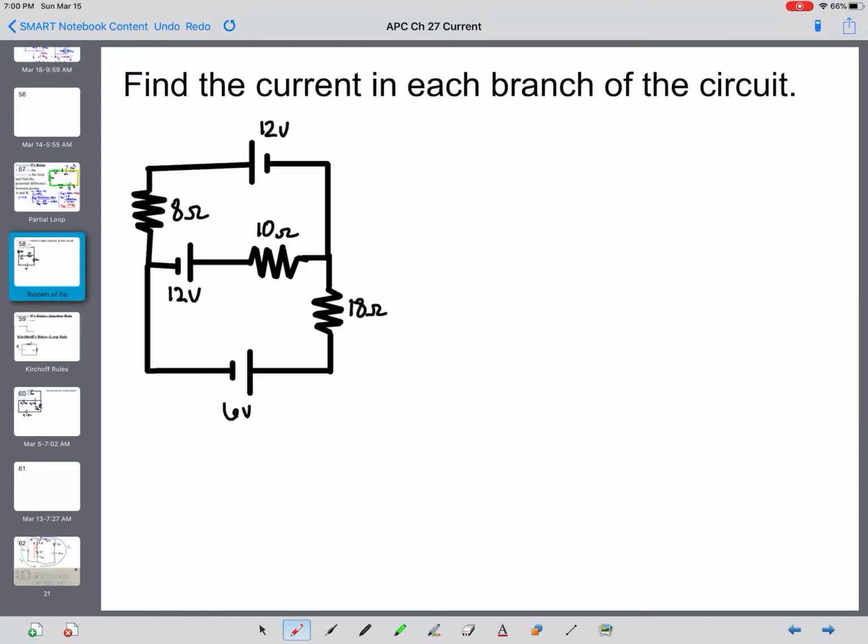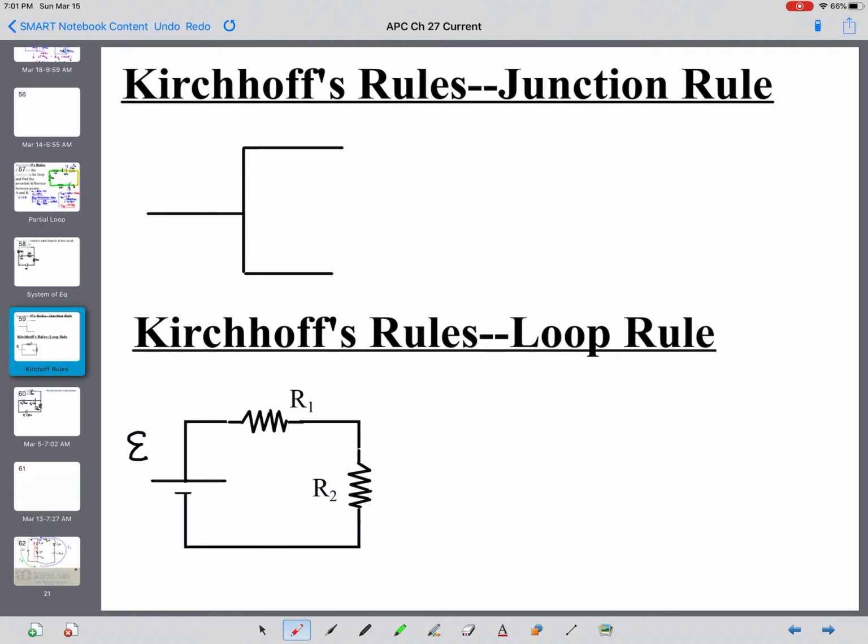So then our straight series and straight parallel rules that we've used previously will not work on this circuit. We need other tools, and our other tools are Kirchhoff's rules. So let's come back to this circuit.